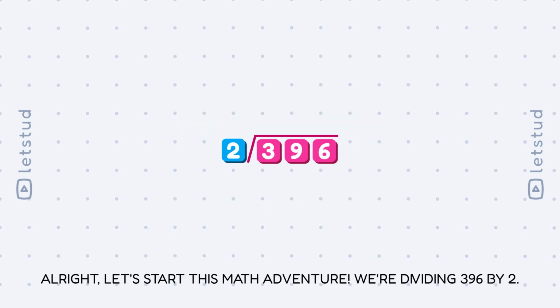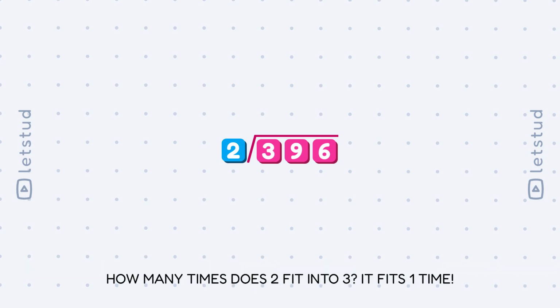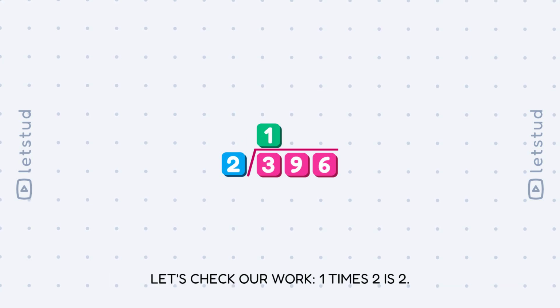Alright, let's start this math adventure. We're dividing 396 by 2. We look at the first digit of 396, which is 3. We're going to use just this digit for now. How many times does 2 fit into 3? It fits 1 time. Let's check our work.